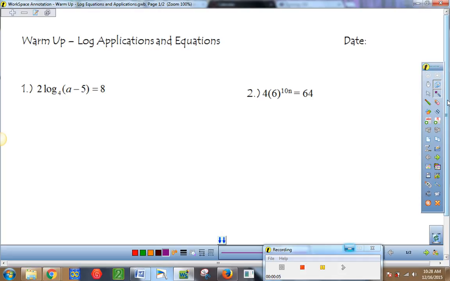These lovely problems. Anything? What do you think? What's the first thing that you can detach and bring to the other side?